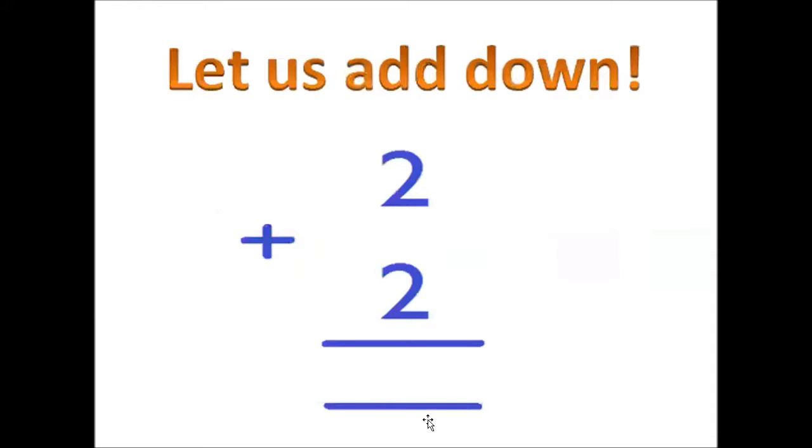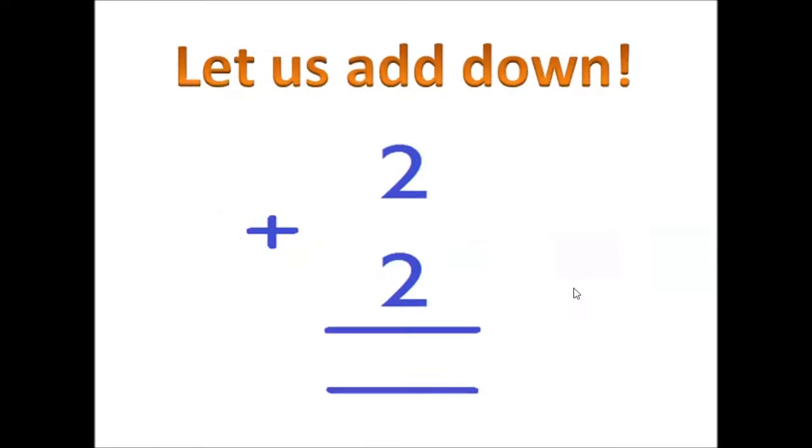I'm going to show you another way that we can do a problem or a sum. And in this one, instead of going across, this time we will go down. Right? We will add down. So we will be reading our number sentence going down. So let me show you how it is done.